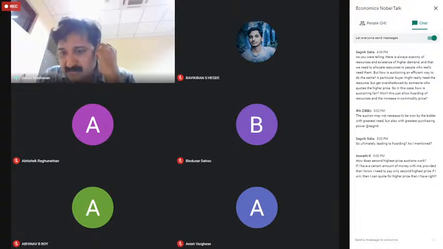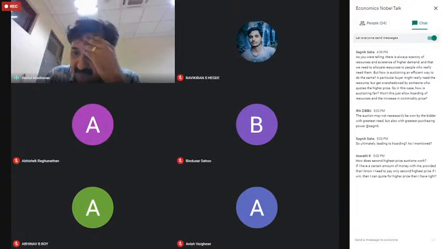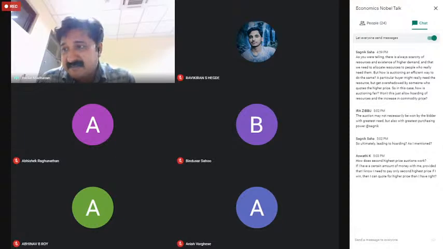Ashwati has a question. How do second highest price auctions work? If I have a certain amount of money with me, provided that I know I need to pay only the second highest price if I win, then I can quote a higher price than I have. This is basically simple because it's a concealed bid.